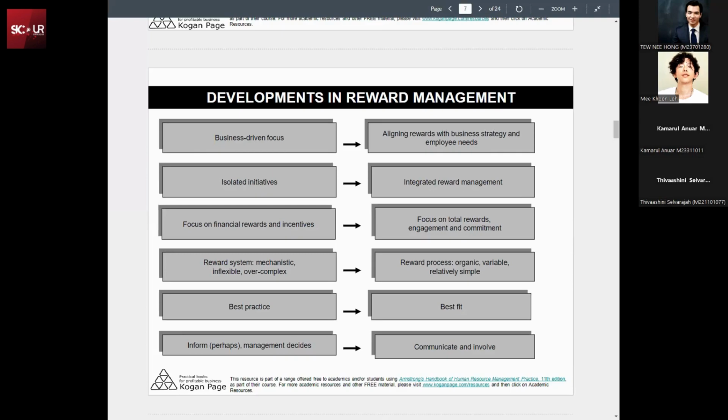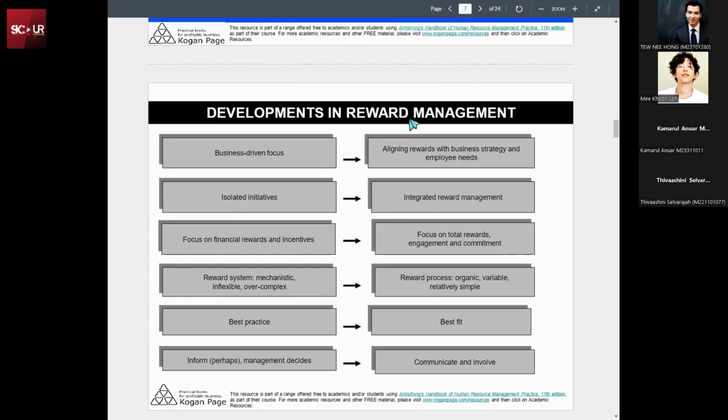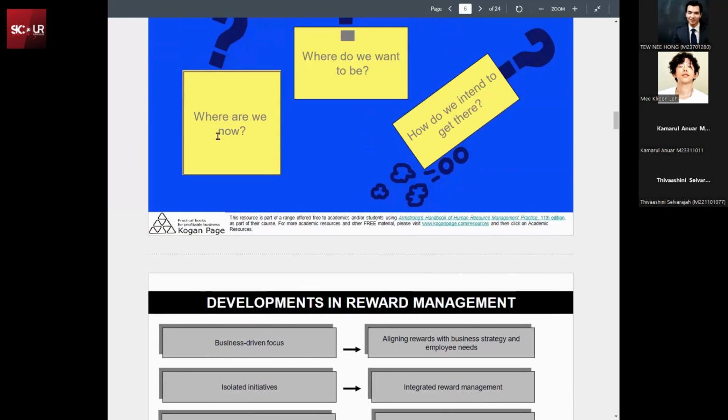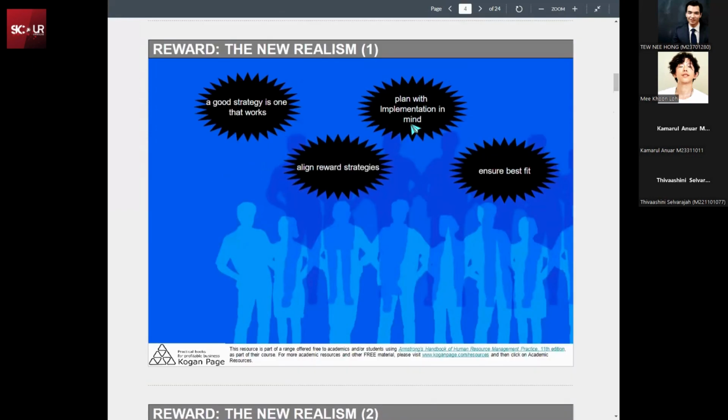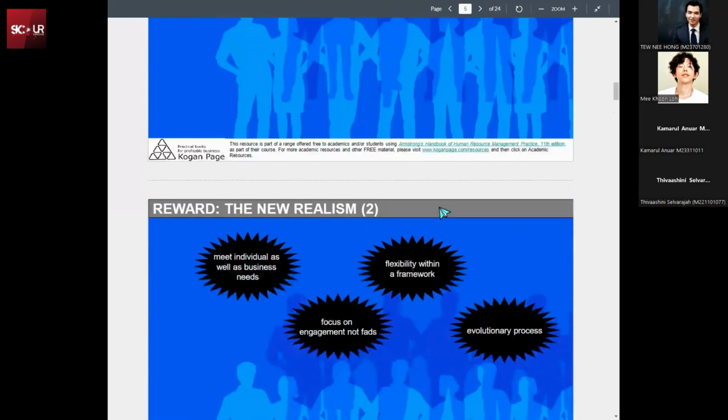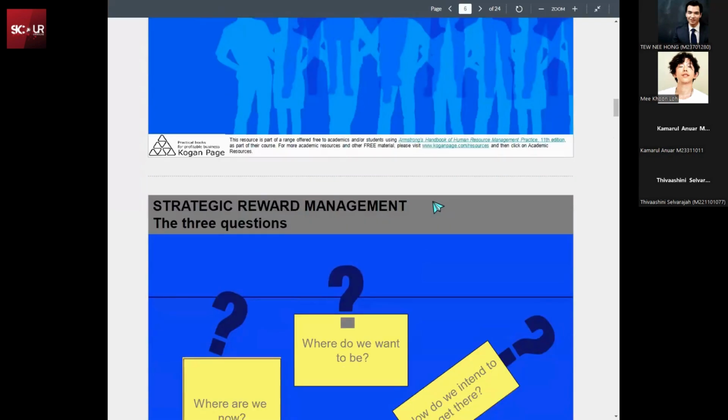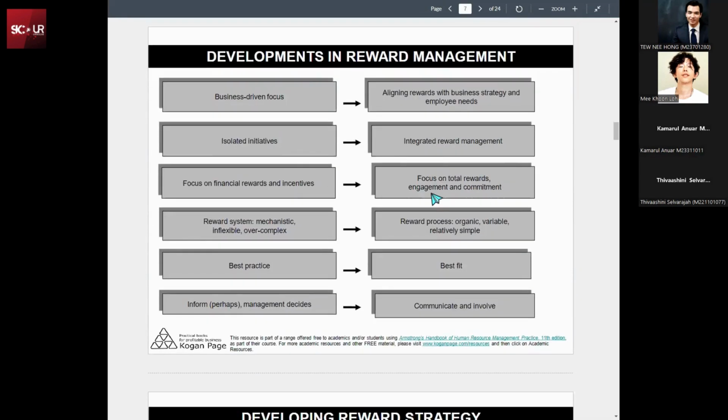Okay, this is the development in reward management. So how do we ensure that we can answer all the questions in our mind, all of the thinking, all of the questions that we must apply, the questions that we must conclude? This is the way that if you want to have a good reward system, we must evolve.